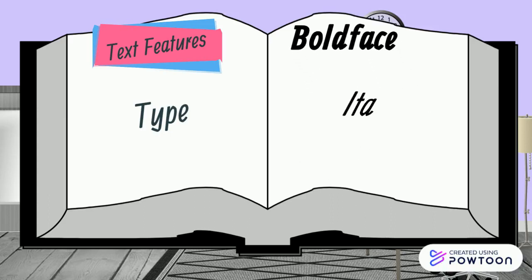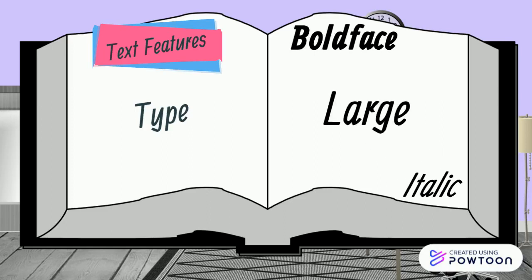The second kind is italic. Italic text leans to the right. It means pay attention or read with more feeling. The next type is large text. Large text may be more important than smaller text.